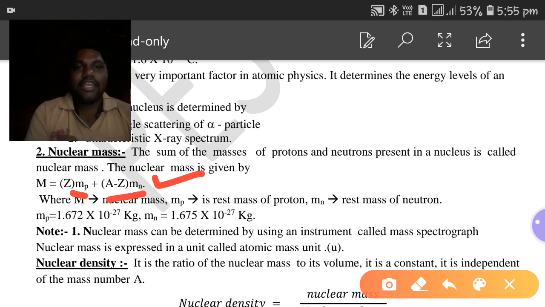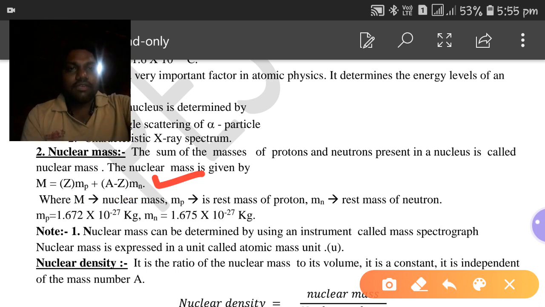So I think this is clear. Everything is given below here, where capital M is the nuclear mass, Mp is the rest mass of the proton, and Mn is the rest mass of the neutron.